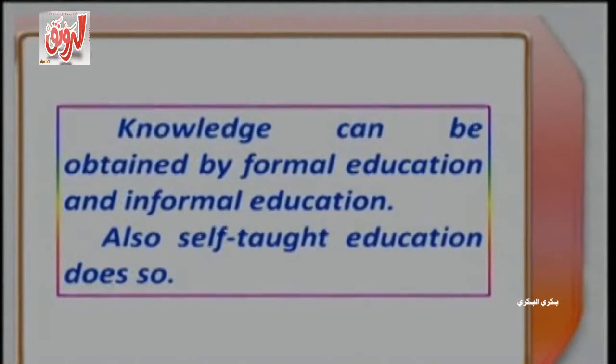Now see what we have done. Knowledge can be obtained. Can be obtained means can be got, can be acquired by formal education and informal education. Also, self-taught education does so, the same thing. Very, very few words. Perhaps they are 15 or even less. But they are really the main points, the things needed specially.